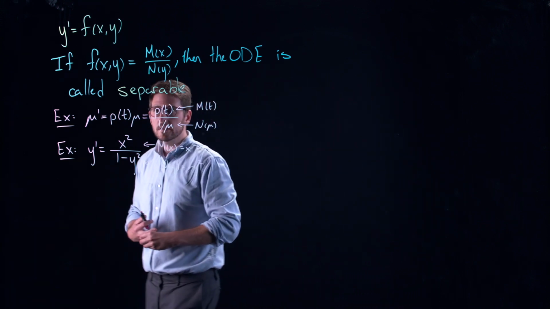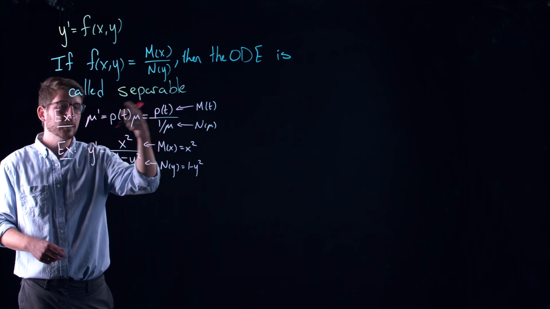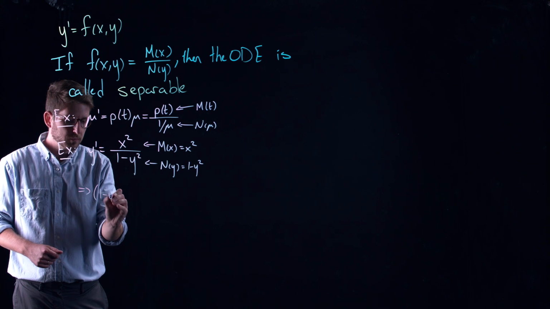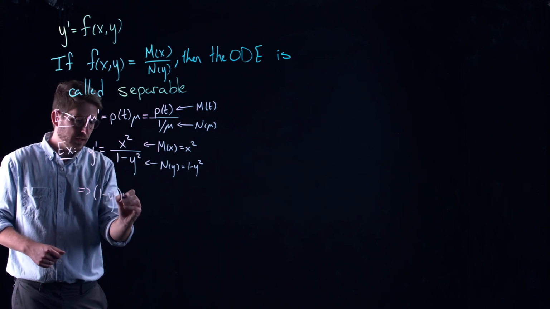Well then, here's the general procedure. I'm going to follow in the same way that I found my integrating factor in the previous lecture. I'm going to multiply up the y's onto the left. And so I get this.